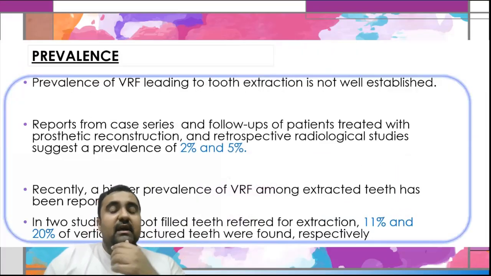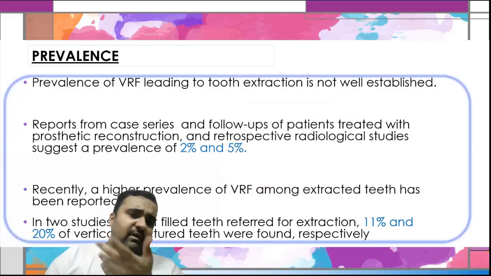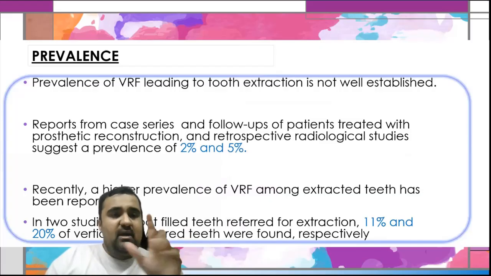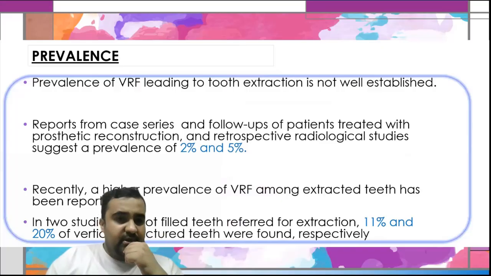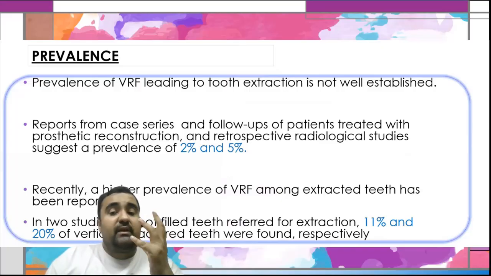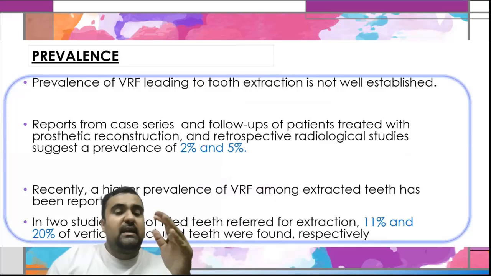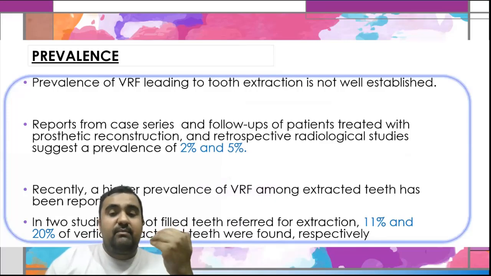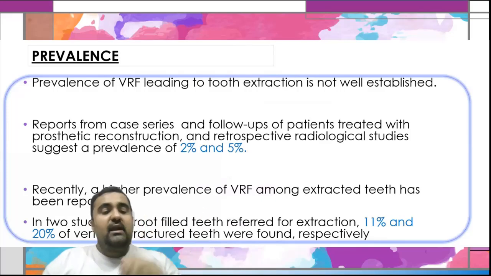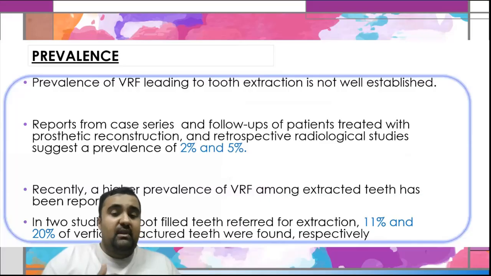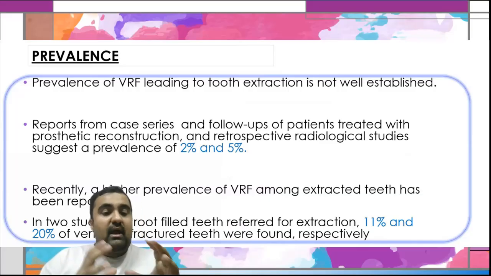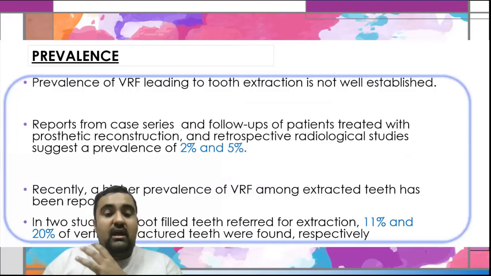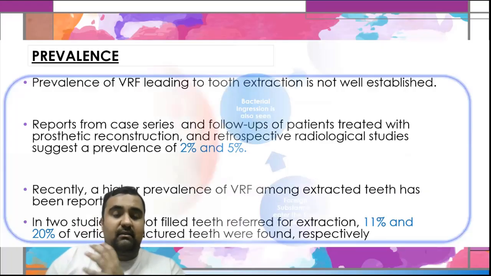So what is the prevalence? The prevalence of VRF leading to tooth extraction is not very well established, but they say there is a prevalence of 2 to 5% according to various retrospective radiological studies. Recently, a higher prevalence of VRF among extracted teeth has been reported, and in 2 studies on root-filled teeth which were referred for extraction, 11% and 20% of them had VRF, that is, vertically fractured teeth or roots.